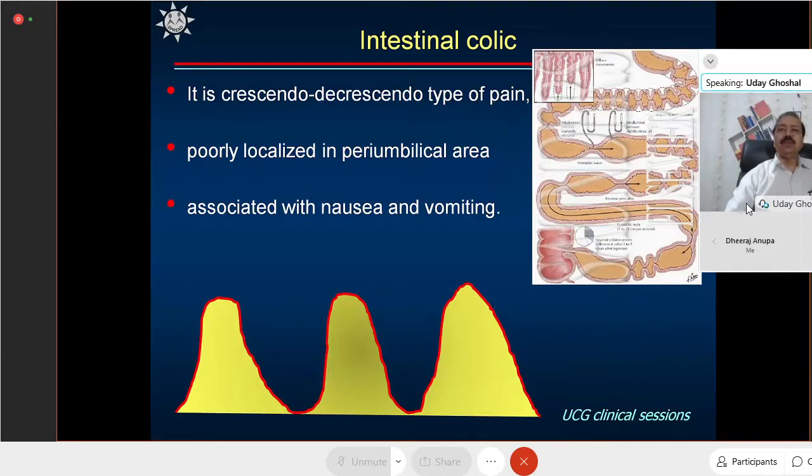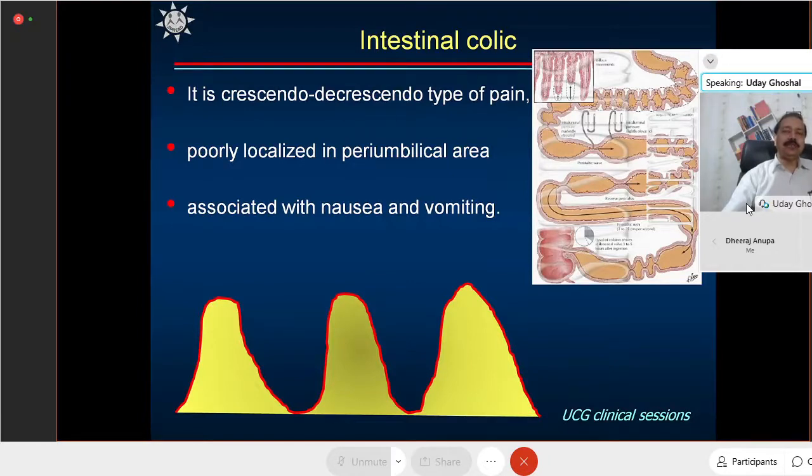When the muscle undergoes fatigue, there will be a decrescendo like this. And then after the muscle again gets back the energy, it is again trying to overcome the obstruction by contracting. So typically intestinal colic will be a crescendo, decrescendo pain. The crescendo phase will last for about 5 to 10 minutes. You know why? Because the duration of the migratory motor complex of the intestine is 5 to 10 minutes. So that's why it lasts for 5 to 10 minutes.